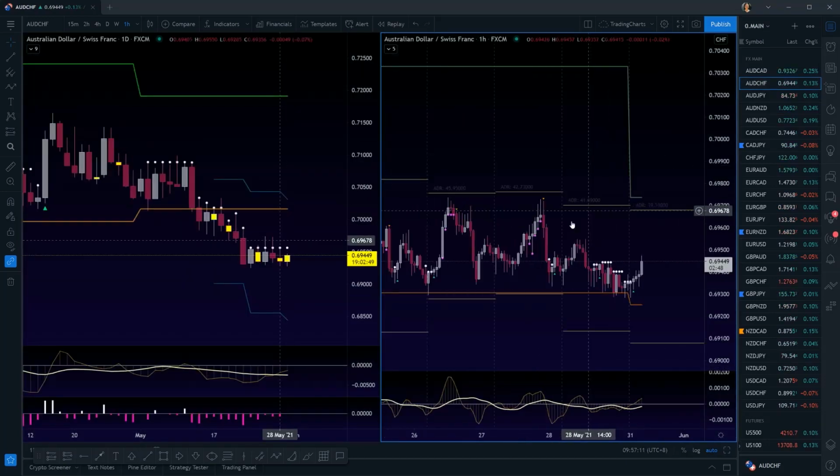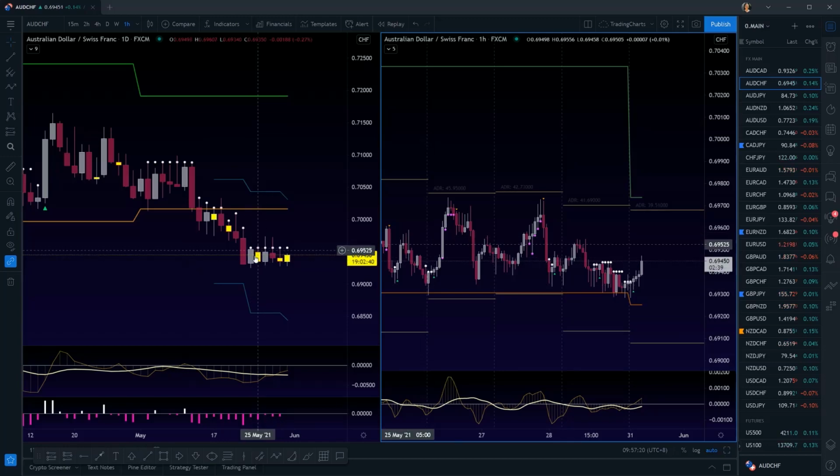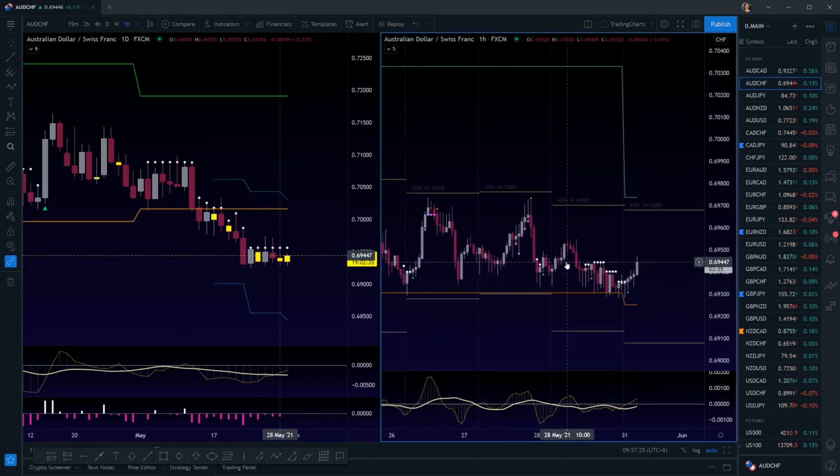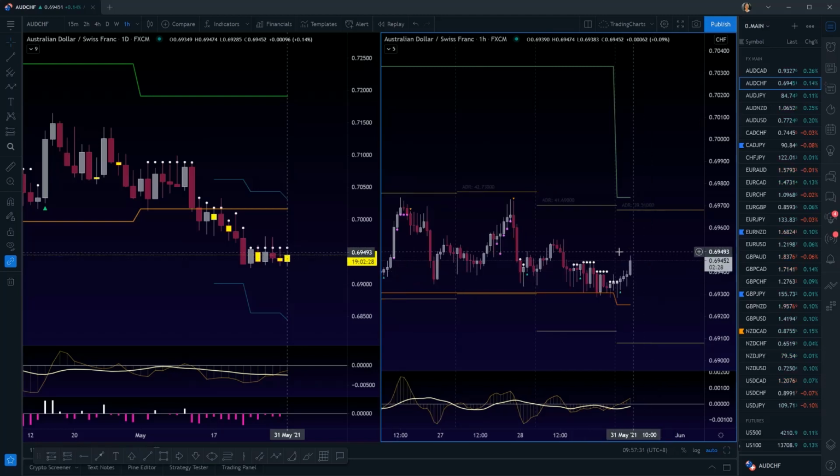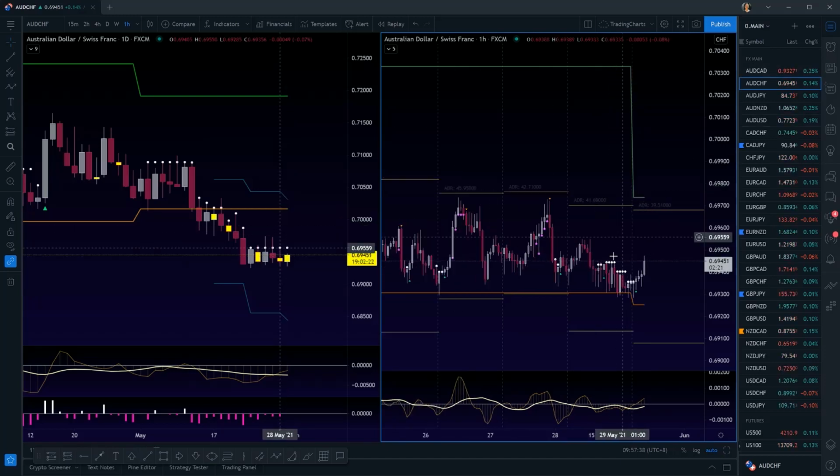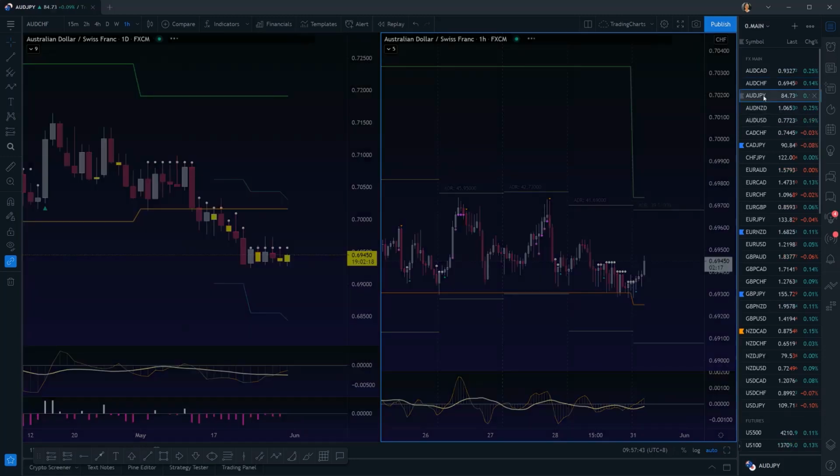Aussie dollar Swiss, we got a narrow range. Narrow range trading day, it's just hobbling around here. This is a bit higher than here, so likewise there looks to be some upside potential, but let's leave it.